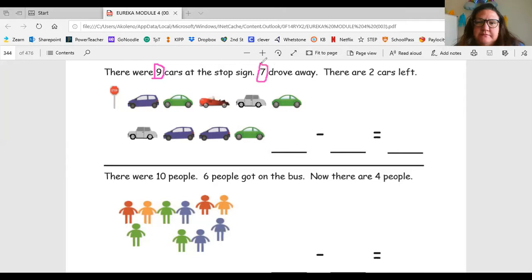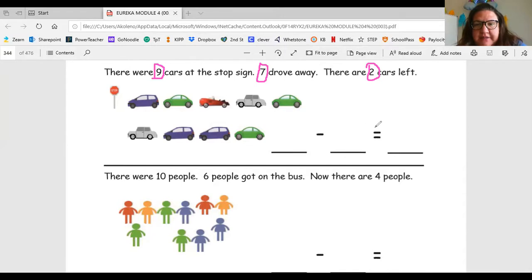7. There are 2 cars left. How many are left? 2. Well, this problem already gave us all of the answers. There are 3 numbers here and 3 spaces down there.